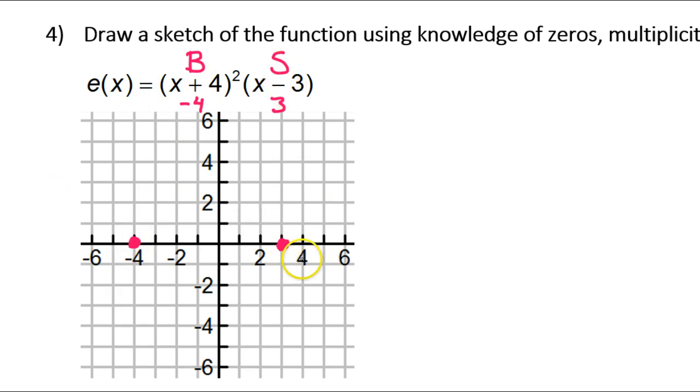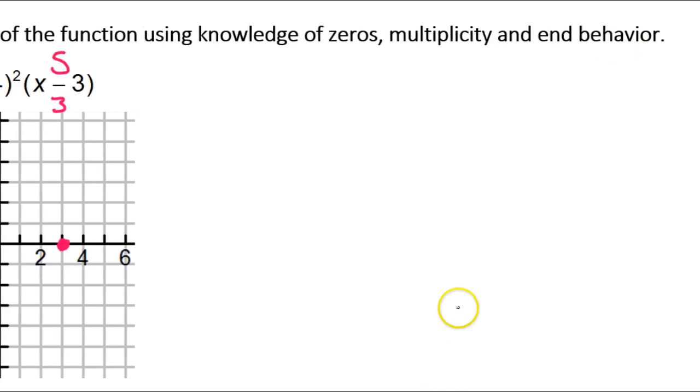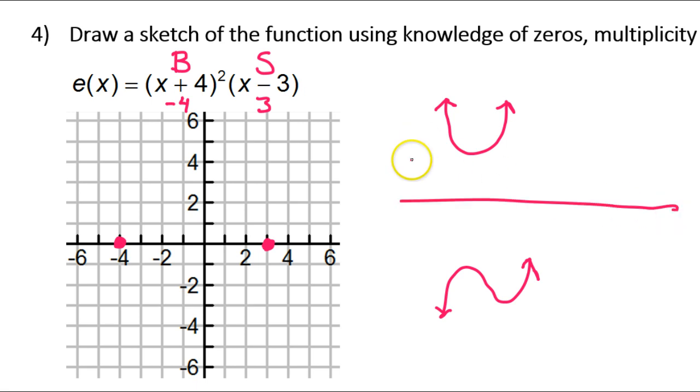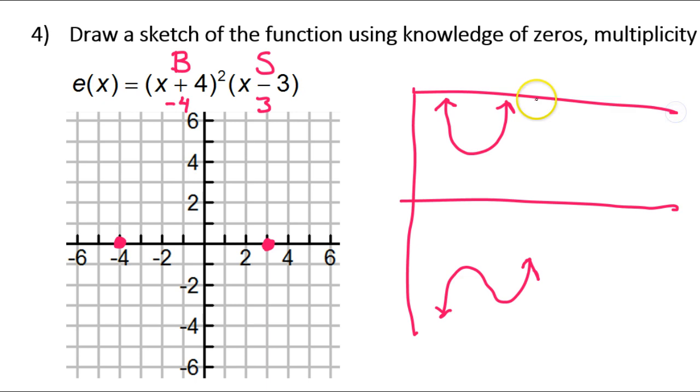Now, before I finish drawing the graph, I need to think about my knowledge of end behavior. There are only 2 kinds of end behavior for polynomials. Some polynomials have end behavior like this, and some polynomials have end behavior like this. In other words, either both ends point in the same direction, or we have one down and one up. So it turns out that you're going to have, let's see, how do I organize this?